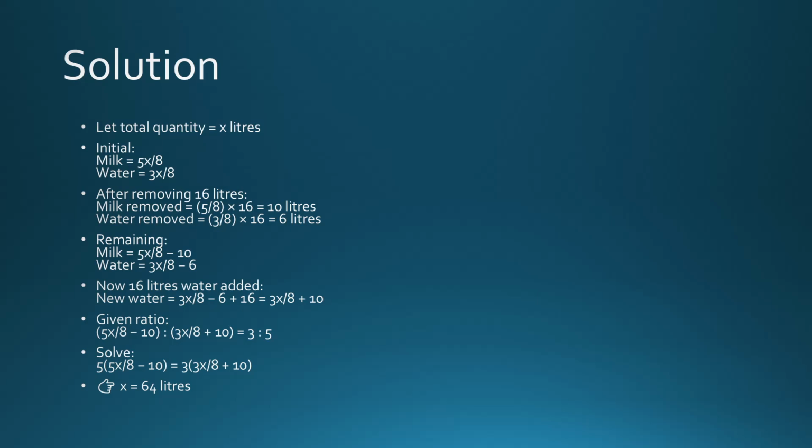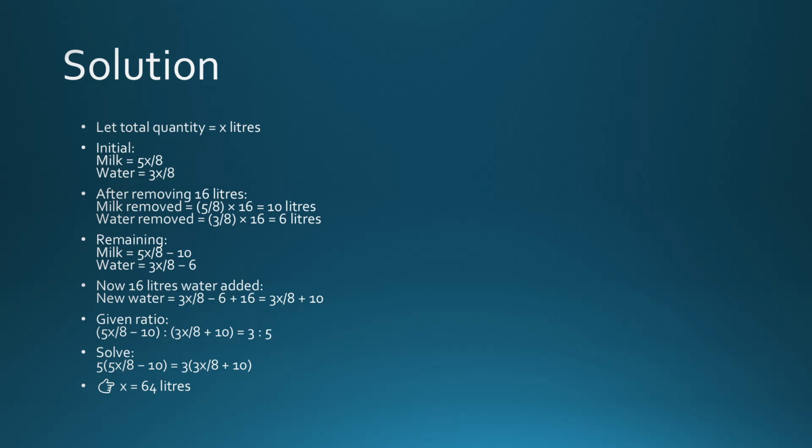So how much will be the remaining? Milk will be 5x by 8 was initial, minus what we removed, 10 liters. Water will be how much? Initial was 3x by 8, then we removed 6 liters, so 3x by 8 minus 6. So these are the final values of milk and water in the mixture.